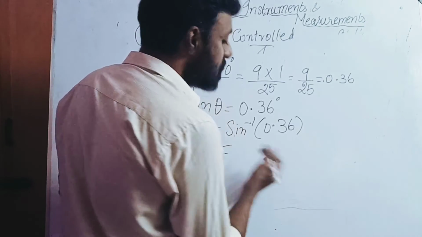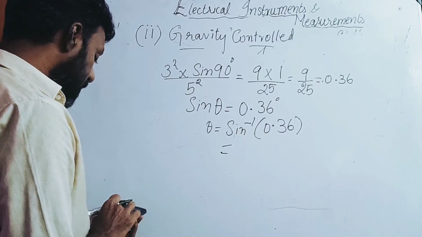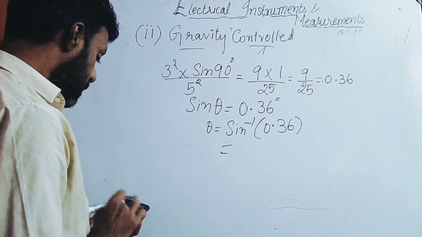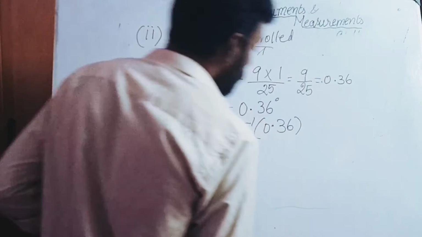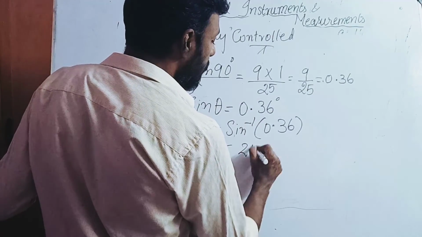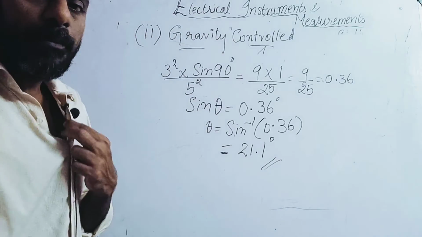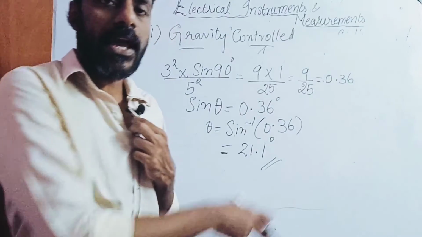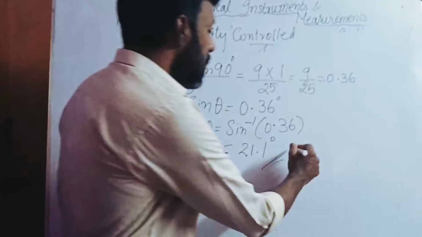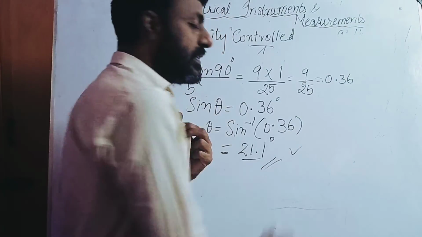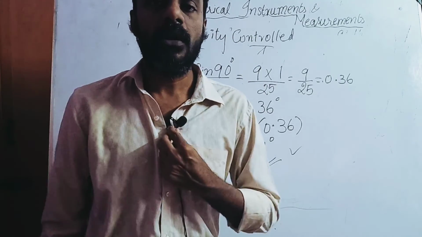So sine inverse of 0.36 equal to 21.1 degrees. So the answer will be 21.1 degrees. So this is the deflection that has been produced when a current of 3 ampere happened to pass through the instrument. Okay, here 21.1 degree is the answer for gravity controlled instrument.